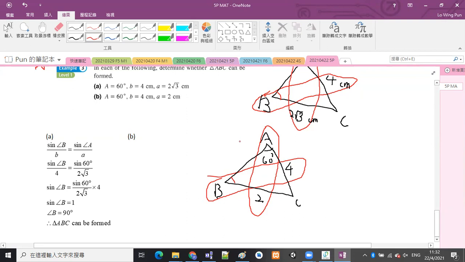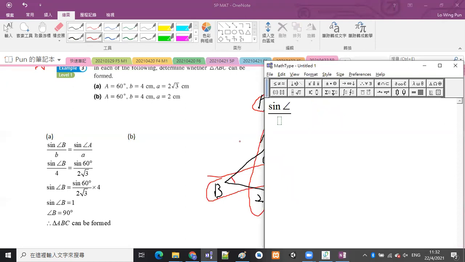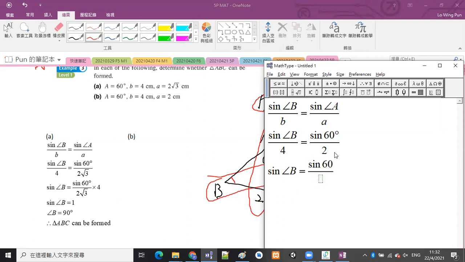Then we set up the sine formula first. I want to find angle B this time, so I put sine angle B on the top left corner. Sine angle B divided by B is equal to the other pair, sine angle A divided by A. Then fill in the numbers. Length B is 4. Right hand side, angle A is 60 degrees, and length A is 2 cm. So sine angle B is equal to sine 60 degrees divided by 2 times 4.